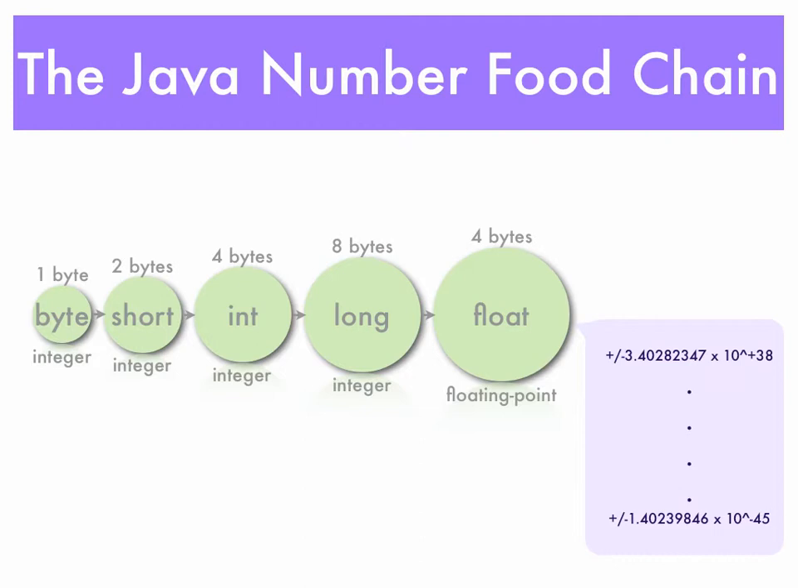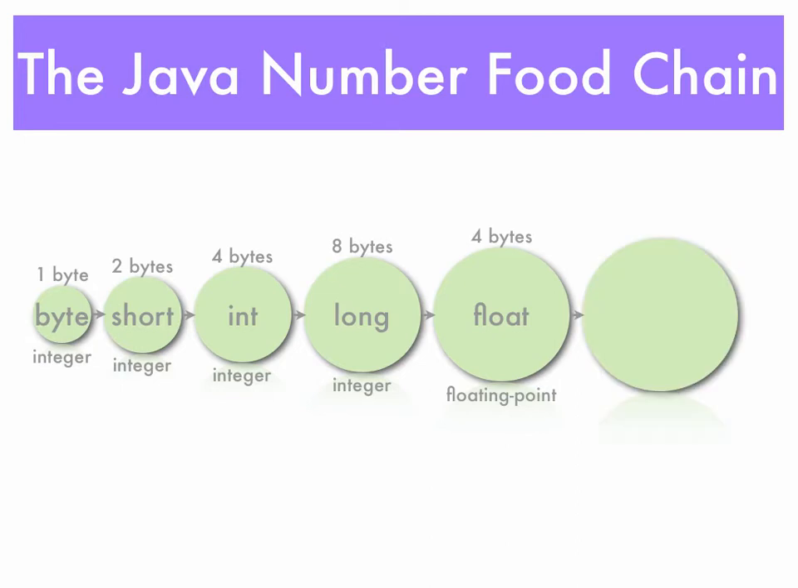The other end of my range is positive and negative 1.40239846 times 10 raised to the -45th. That means I'll move that decimal position 45 positions to the left. A wide range of numbers.